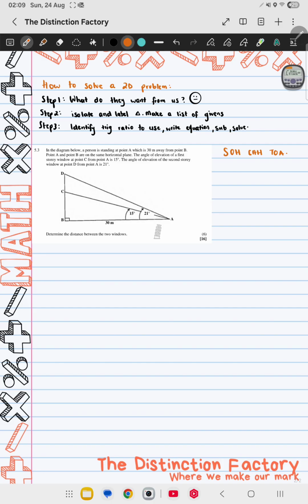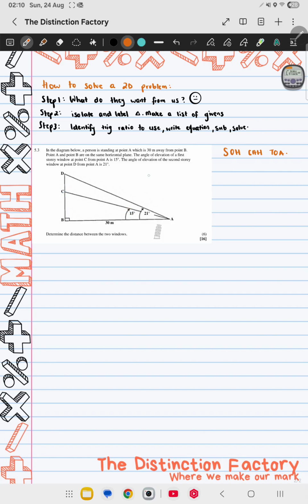So the question says in the diagram below, a person is standing at point A, which is down here, and that is 30 meters away from point B, which is over here. They then say that points A and B are on the same horizontal plane, and the angle of elevation of the first story window at point C from point A is 15 degrees. So what that means is here's our story 1 window, and that has an angle of elevation of 15 degrees.